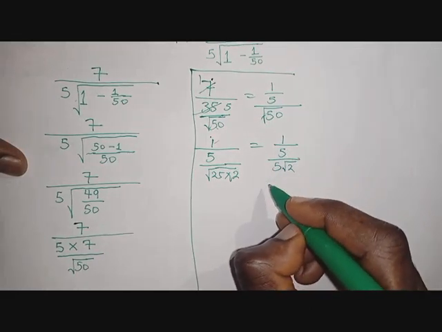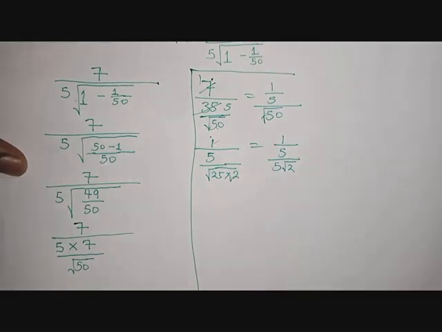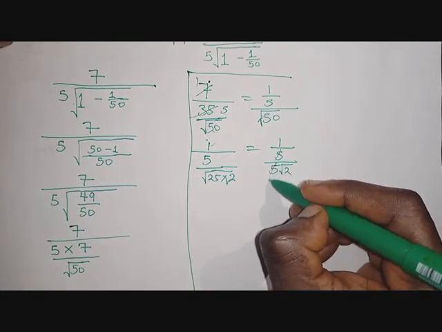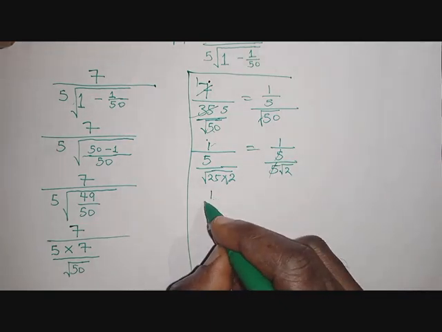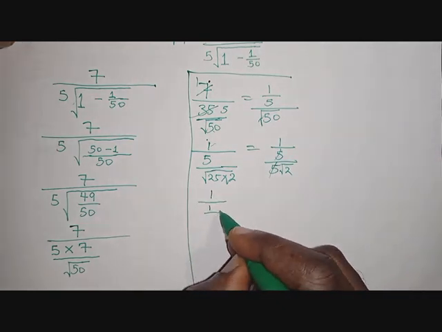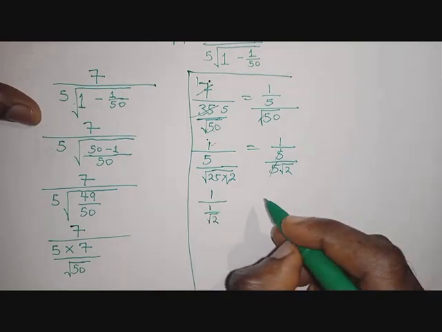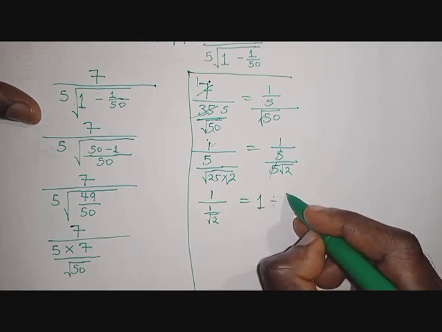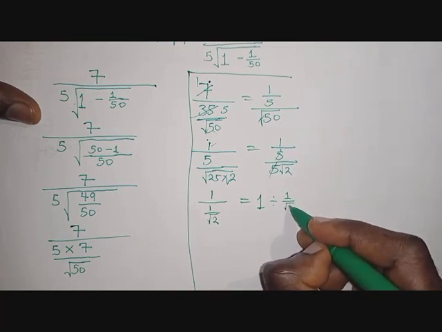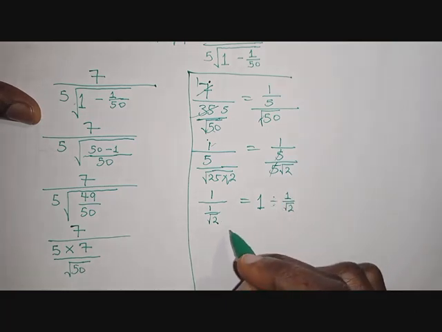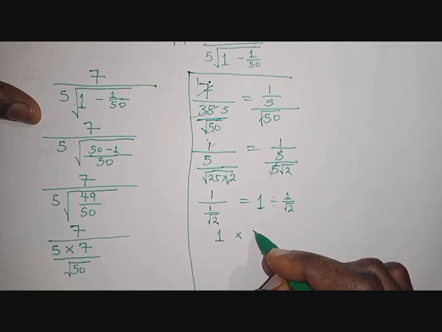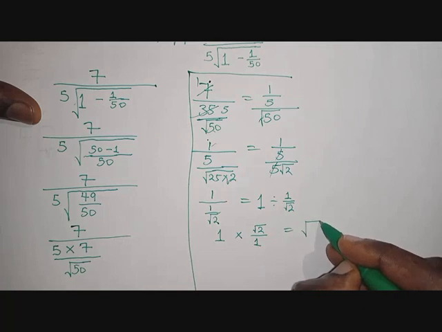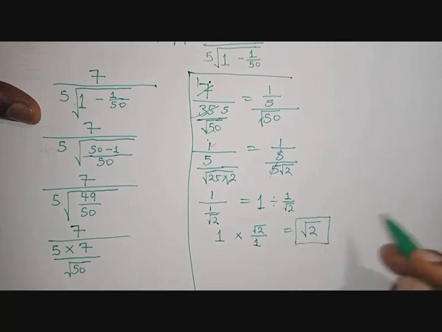Then this is now going to be 1 over 5 over 5 root 2. Now these 5s can cancel out each other, and I'll be left with 1 over root 2. Hmm, so this is simply going to give me root 2. How did I get that? It's 1 divided by root 2. I have to change this to multiplication, and it becomes 1 times root 2 over 1, because you have to flip the other side. So our final answer is root 2.